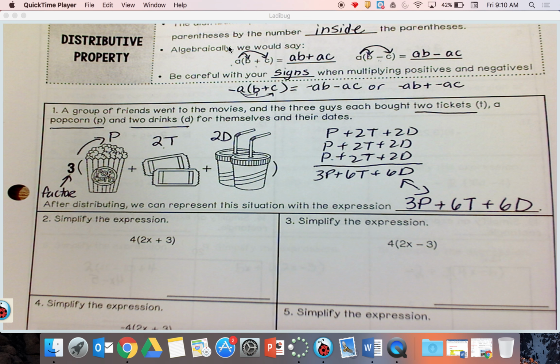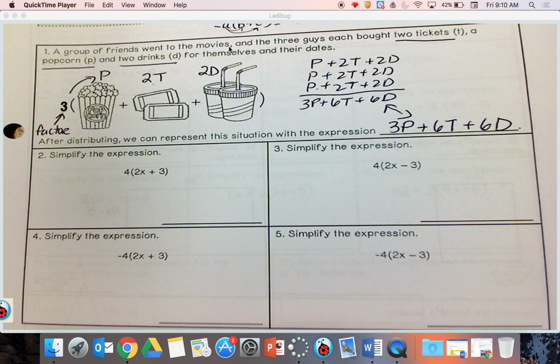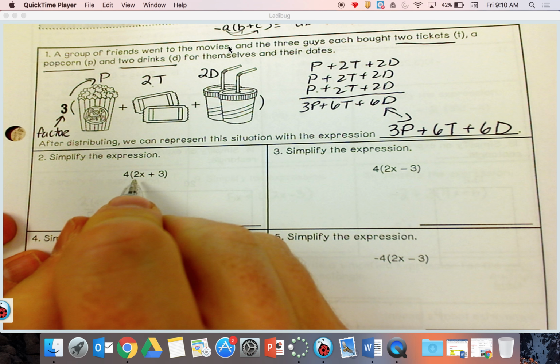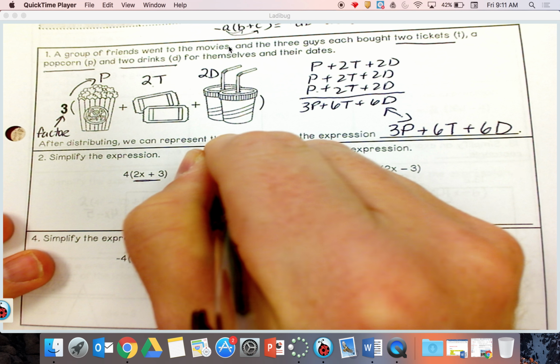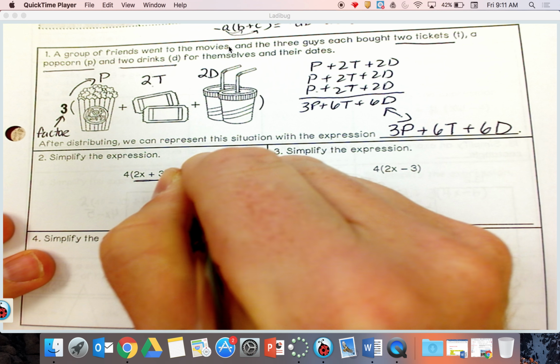Okay, so let's look at the second example. This is saying you have 4. I have 4 of these. So technically, this is what you have. I have 4 of these guys right here.